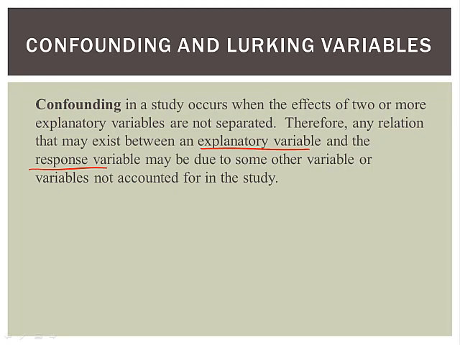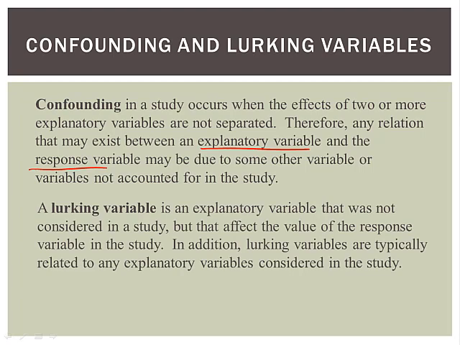Okay, and a concern with all observational studies is the possibility of these confounding variables. A lurking variable is an explanatory variable that was not considered in a study, but that actually affects the value of the response variable in the study. Additionally, lurking variables are typically related to any explanatory variables considered in the study.